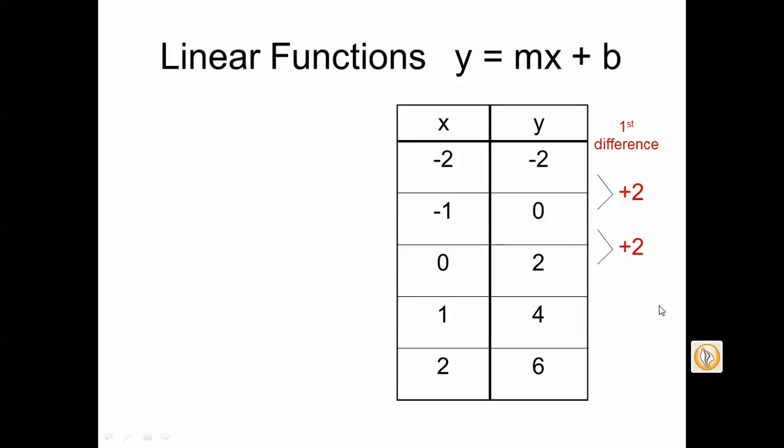The difference between 2 and 0, well, 2 minus 0 is 2. That's where I got 2. The difference between 4 and 2 is 2. The difference between 6 and 4 is 2. We would say that our common difference is 2. So that tells me that it is linear.